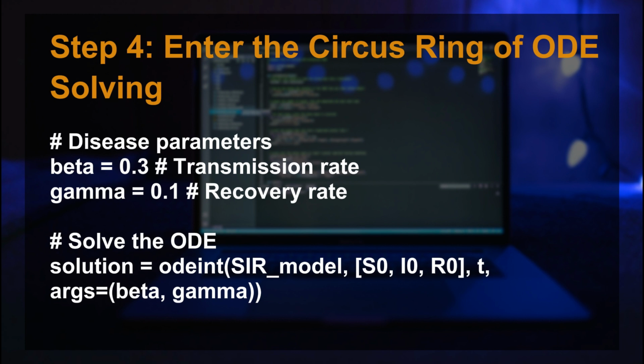Now watch as the ODE takes center stage for the solution. For this, we are using the ODE function. We take the SIR model as the function, and after the SIR model we are giving the parameters S0, I0, R0, t, and we are also giving the arguments beta and gamma. This is step 4 that we are talking about.